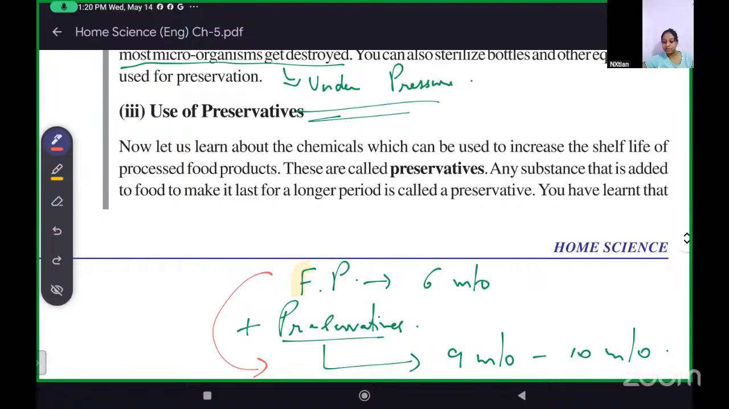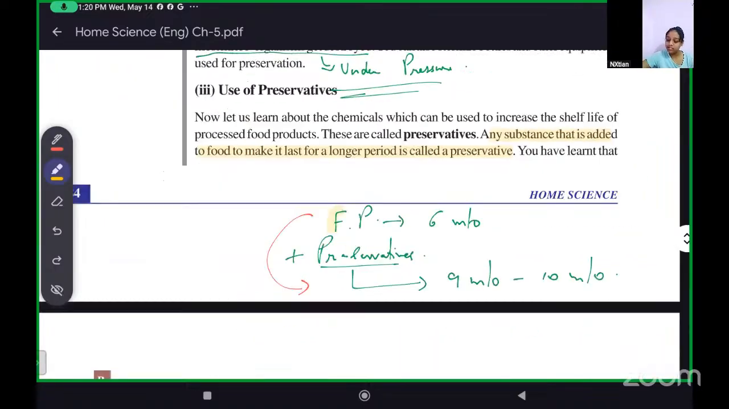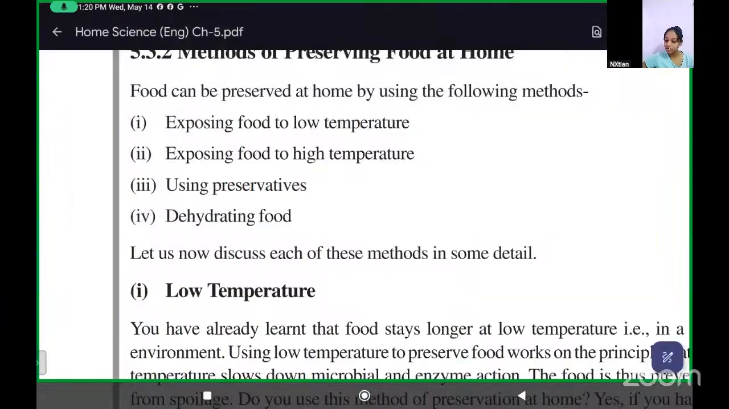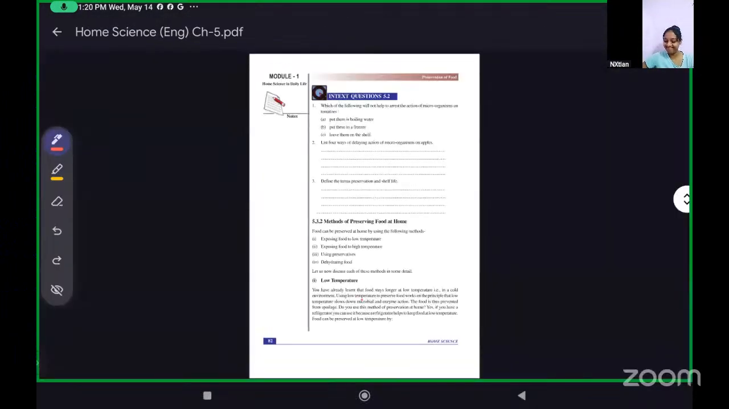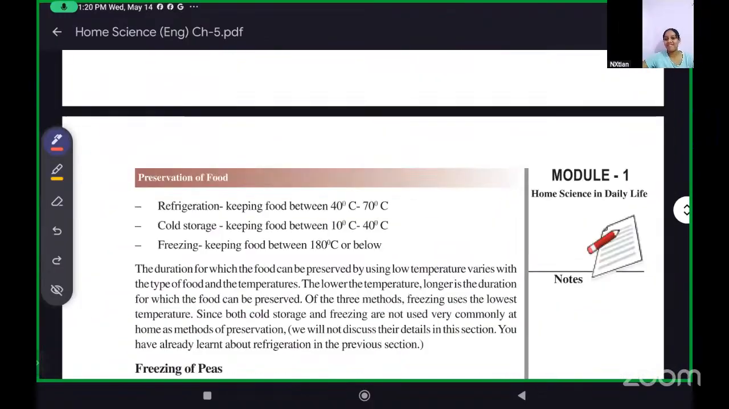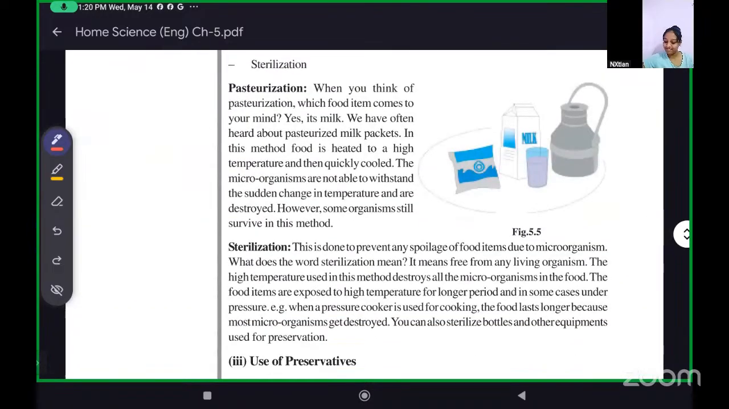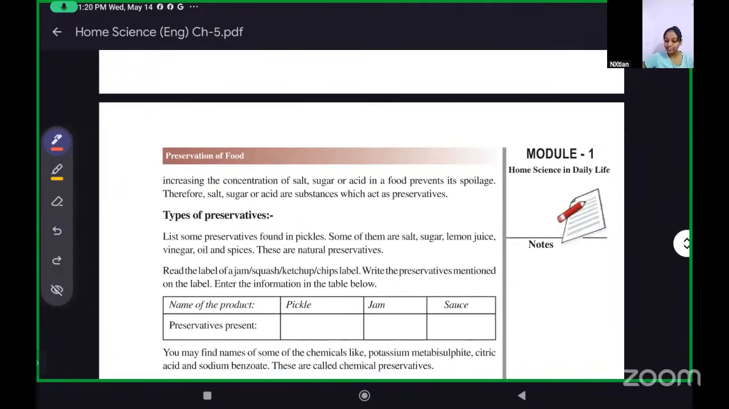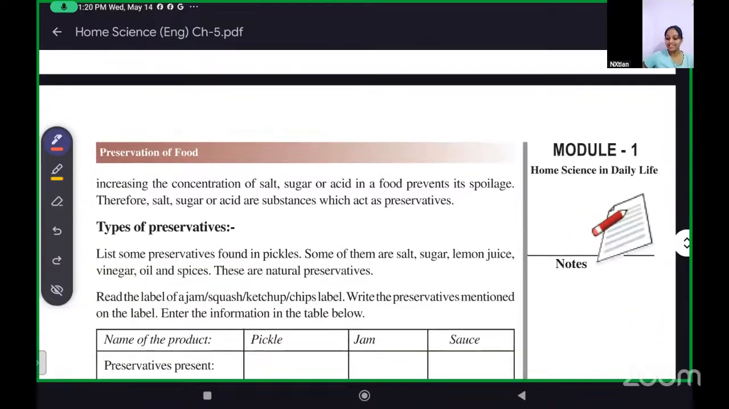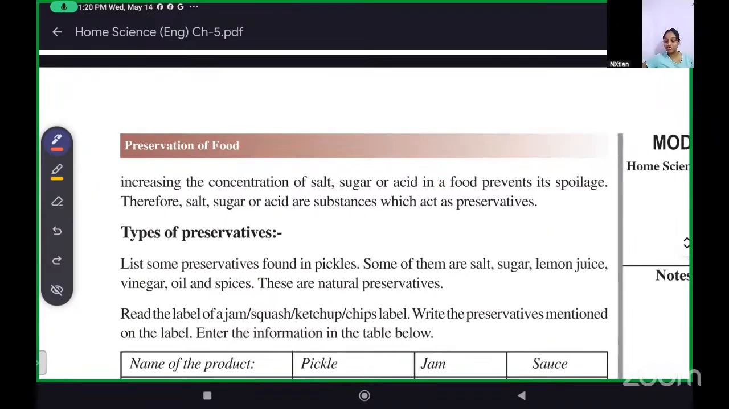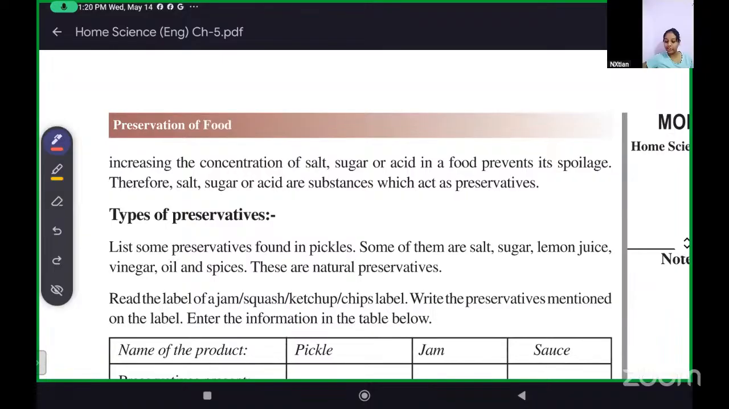Now, any substance that is added in the food to make it last for a longer period is known as a preservative. You have learned that increasing the concentration of salt, sugar, or acid in a food prevents its spoiling. Therefore, salt, sugar, or acids are substances which act as preservatives.